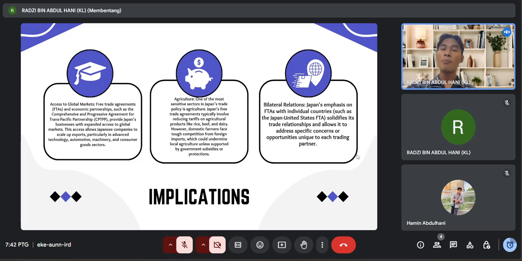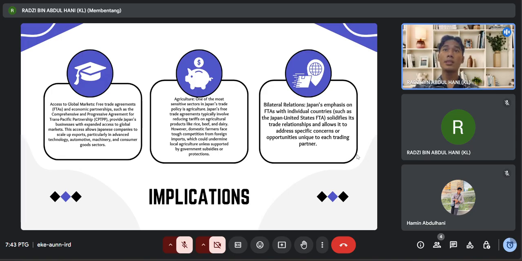Next is impact on domestic industries. For agriculture, one of the most sensitive sectors in Japan's trade policy is agriculture. Japan's free trade agreements typically involve reducing tariffs on agricultural products like rice, beef, and dairy. However, domestic farms face tough competition from foreign imports, which undermines local agriculture unless supported by government subsidies or protection.